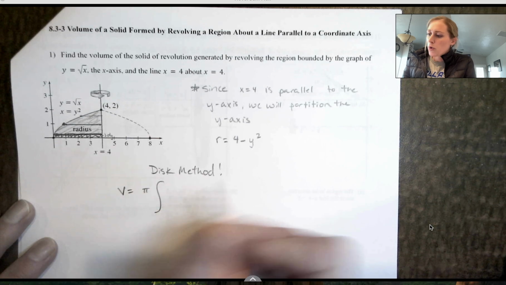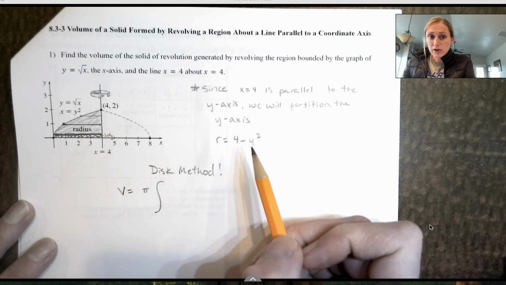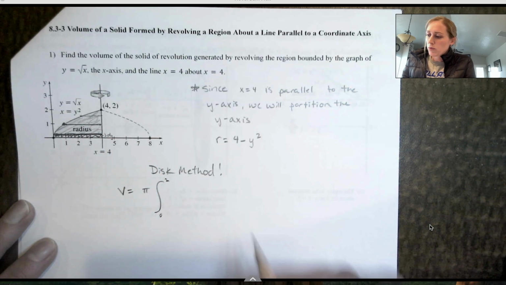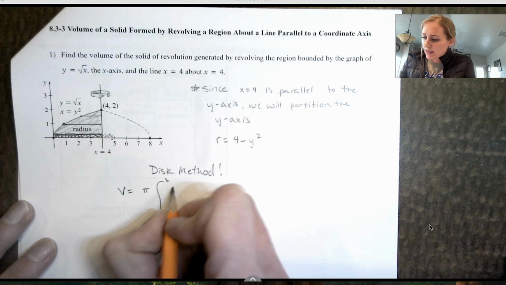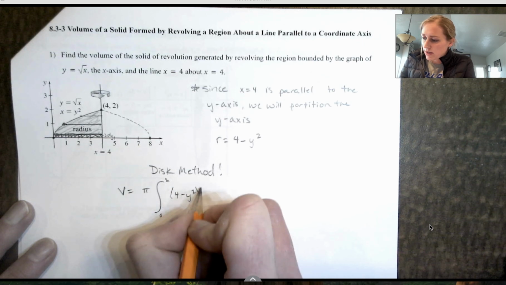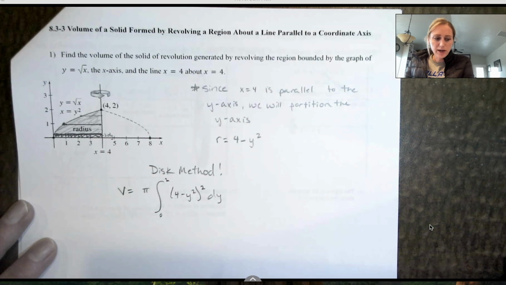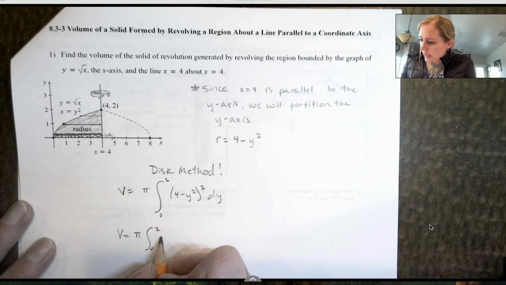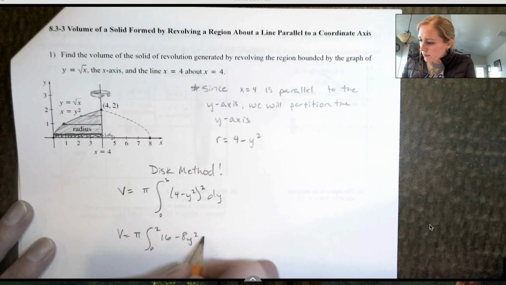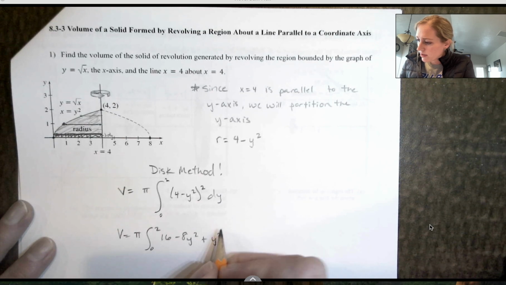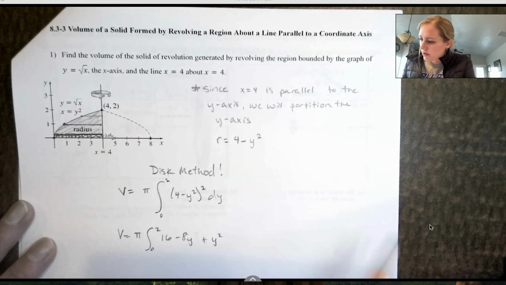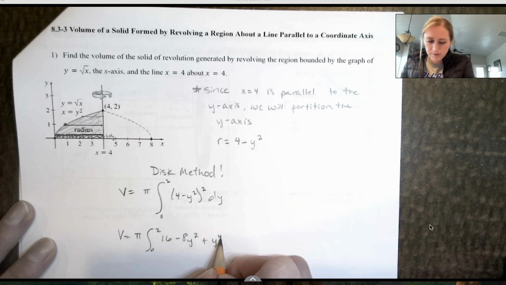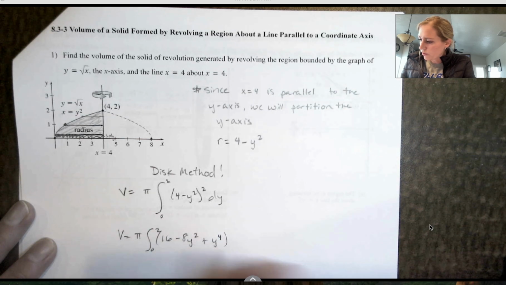So pi, we're doing this around the y-axis, so I need y values. We're doing from 0 to 2. And then my radius is this guy, 4 minus y squared, squared. I'm going to go ahead and expand that. We get 16 minus 8y squared plus y squared. Sorry, that shouldn't be y squared. Oh wait, it is. This should be y to the 4th then, sorry. Y to the 4th, and then with respect to y.